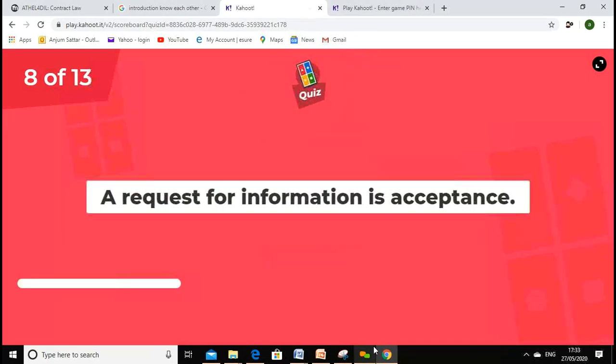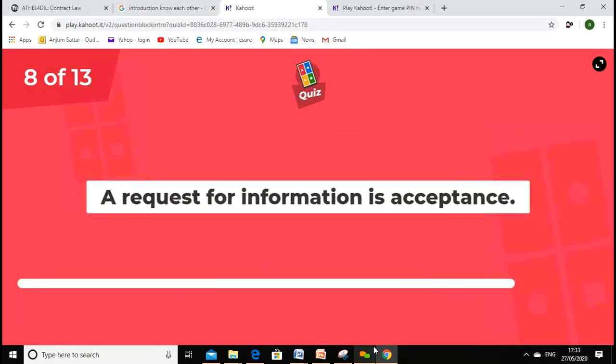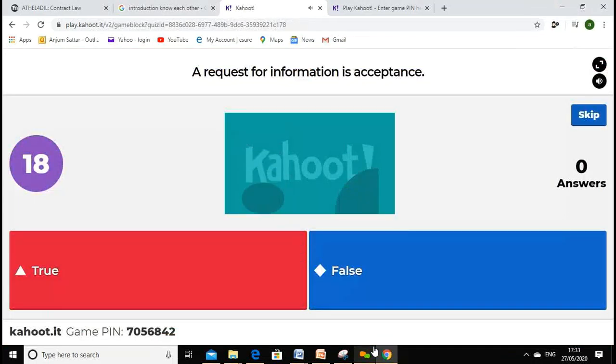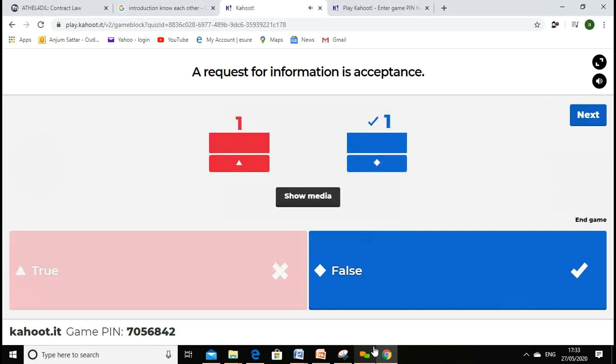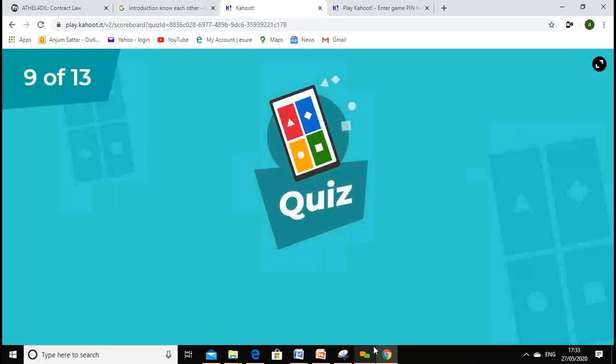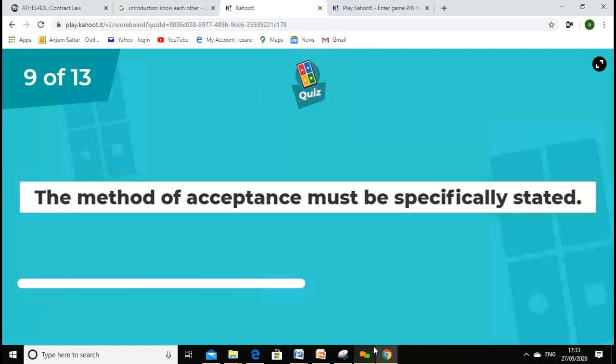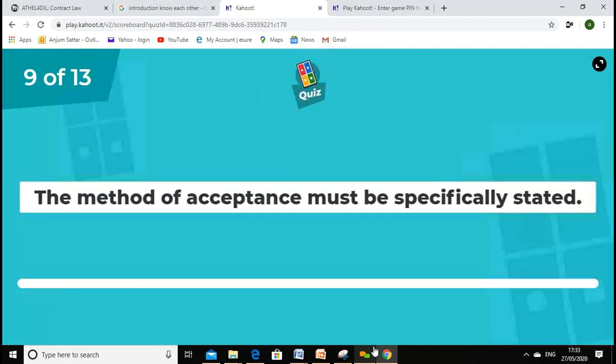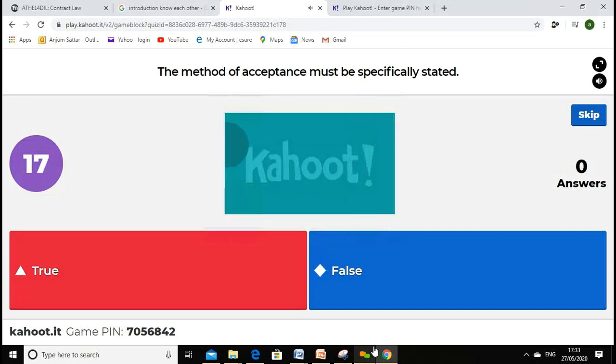Okay, well done. Next: a request for information is acceptance. If you like, I can give you an example. It's false, it's not acceptance. You need information before acceptance, like references. So the method of acceptance must be specified, stated. What do you think? Is it true or false in that case?